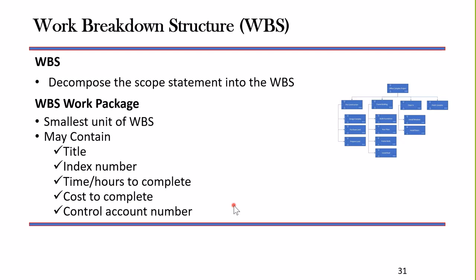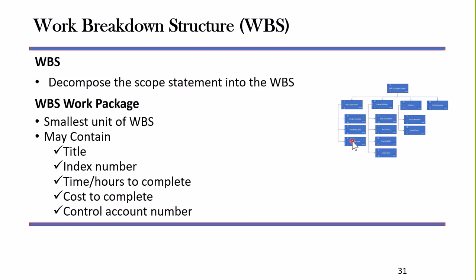We do decompose that scope statement along the team and the project manager. We decompose that scope statement into the WBS. All the WBS is a graphical chart such as this that has a title, it has an index number primarily on it, and that's the work that will be done on the project to complete the project. We have that work package. For example, this would be a branch here, and this would be work packages underneath those branches. The work package is the smallest unit of the WBS.